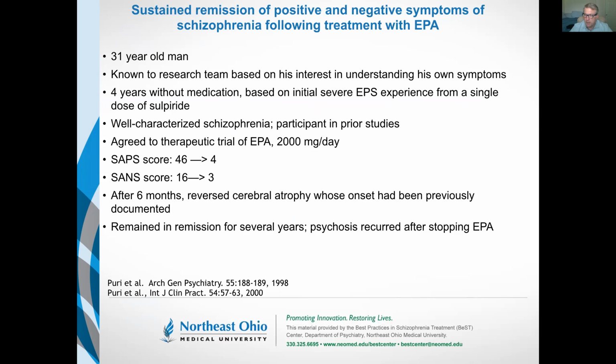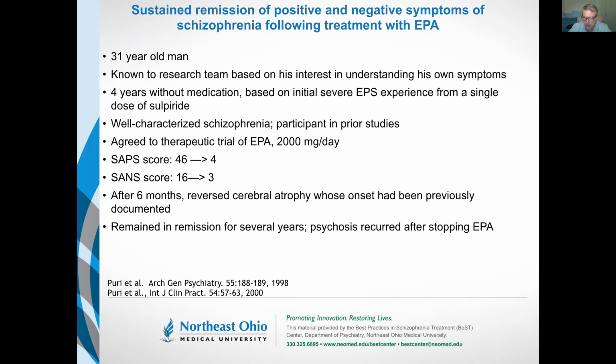It was in fact a brain scan showing the beginning of cerebral atrophy, which led the investigators to offer him, again, 2,000 milligrams of EPA. He accepted that, being a natural product, and he basically entered remission. His SAPS and SANS scores, for the positive symptoms and negative symptoms, went from symptomatic levels to negligible levels. He was in remission as a result of his EPA treatment. 6 months later, the team did another brain scan and found that the atrophy which had begun was now reversed.